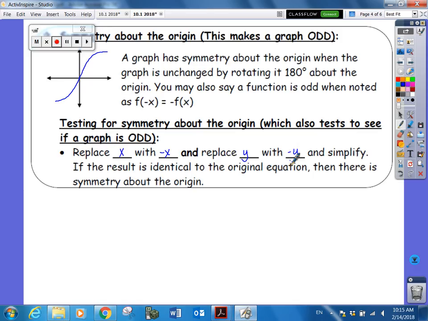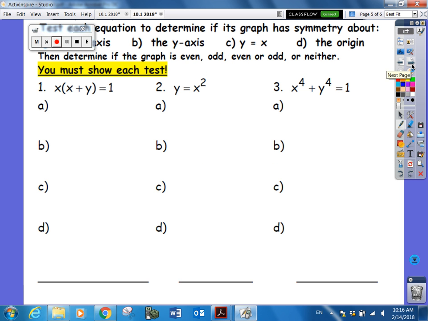Now, when you test these 4 things, the answers can all be yeses, they can all be no's. You can have 2 yeses, 2 no's, 3 yeses, 1 no, 3 no's, 1 yes. You can have any combination of those. So if it has symmetry about the y-axis and the origin, then it would be both. It would be even and odd. So that's an option also. So we're going to test all of these.